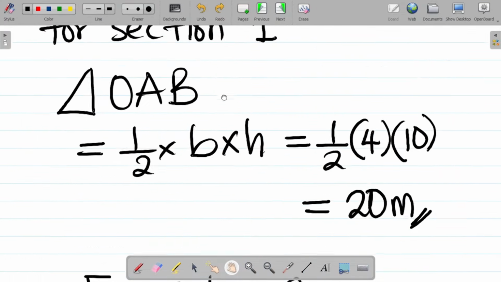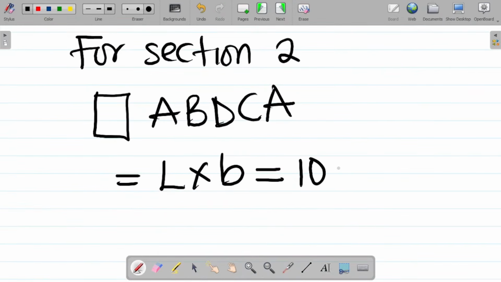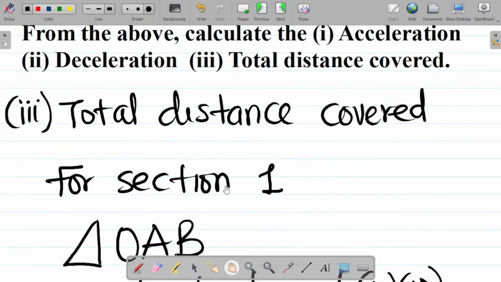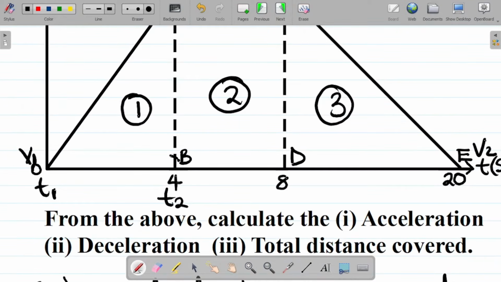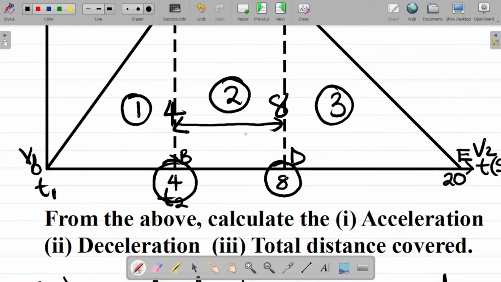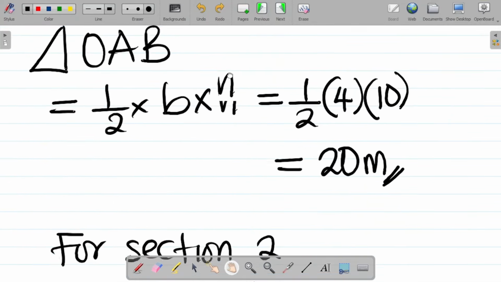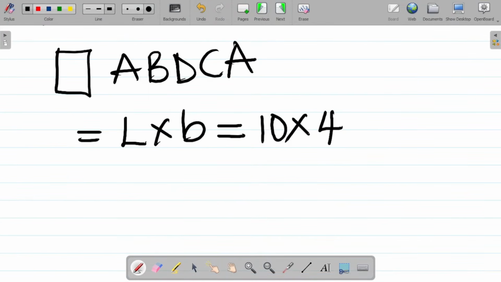So I have this as 10 times. Let's get the breadth. The breadth of section 2 starts from number 4 and ends at number 8. That means the breadth is simply the distance from 4 to 8. The distance from 4 to 8 is simply 8 minus 4, and that's equal to 4. So the value there is 4. My breadth in this case is 4. That becomes 10 times 4, which is 40 in meters.